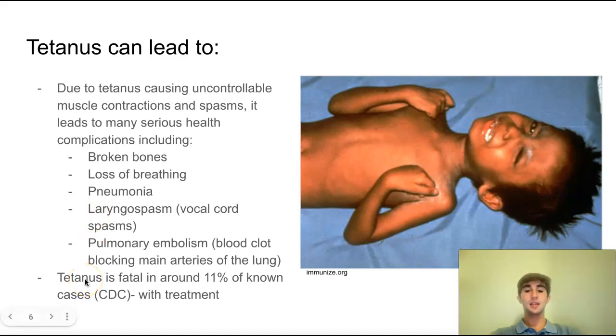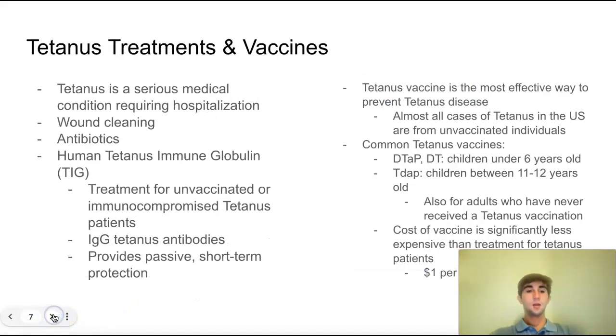And then tetanus is fatal in around 11% of known cases, and that's with treatment. So without treatment, that number is much higher. Tetanus is a very fatal, very serious illness. There are treatments and vaccines for tetanus. It's a very serious medical condition. You will need to go to the hospital if you get it.